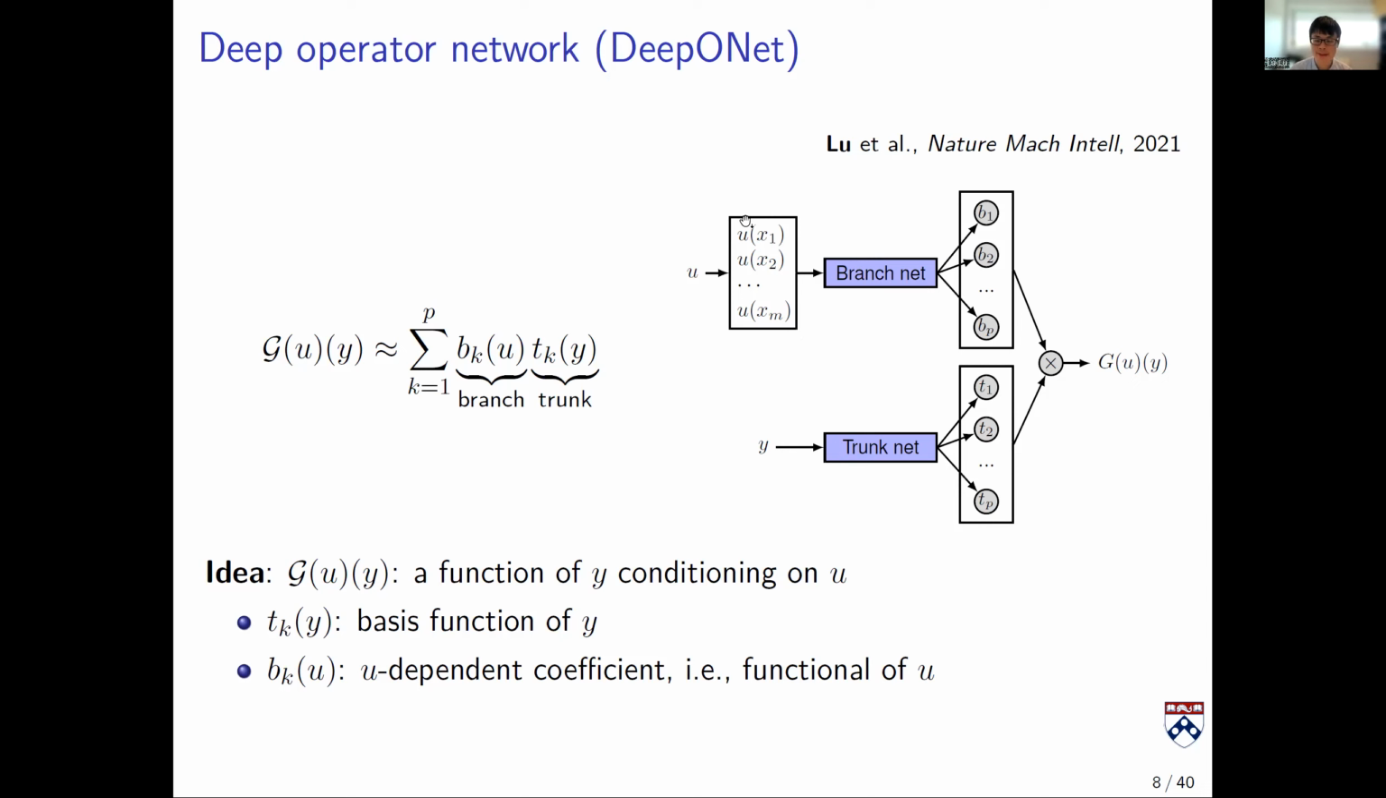We could use the standard fully connected network, or if the grid is a 2D grid and a regular grid, then we can use a CNN as a branch net, or we can use other networks, for example, the transformer.